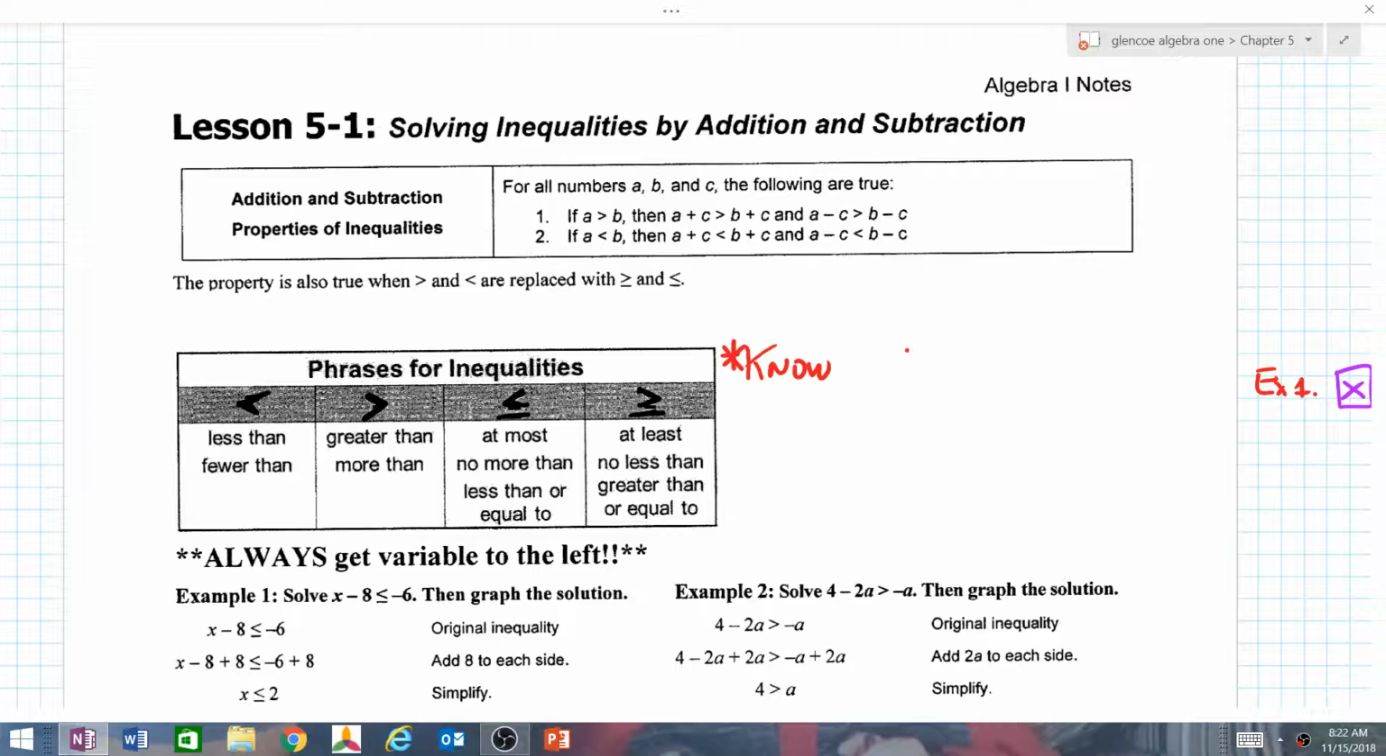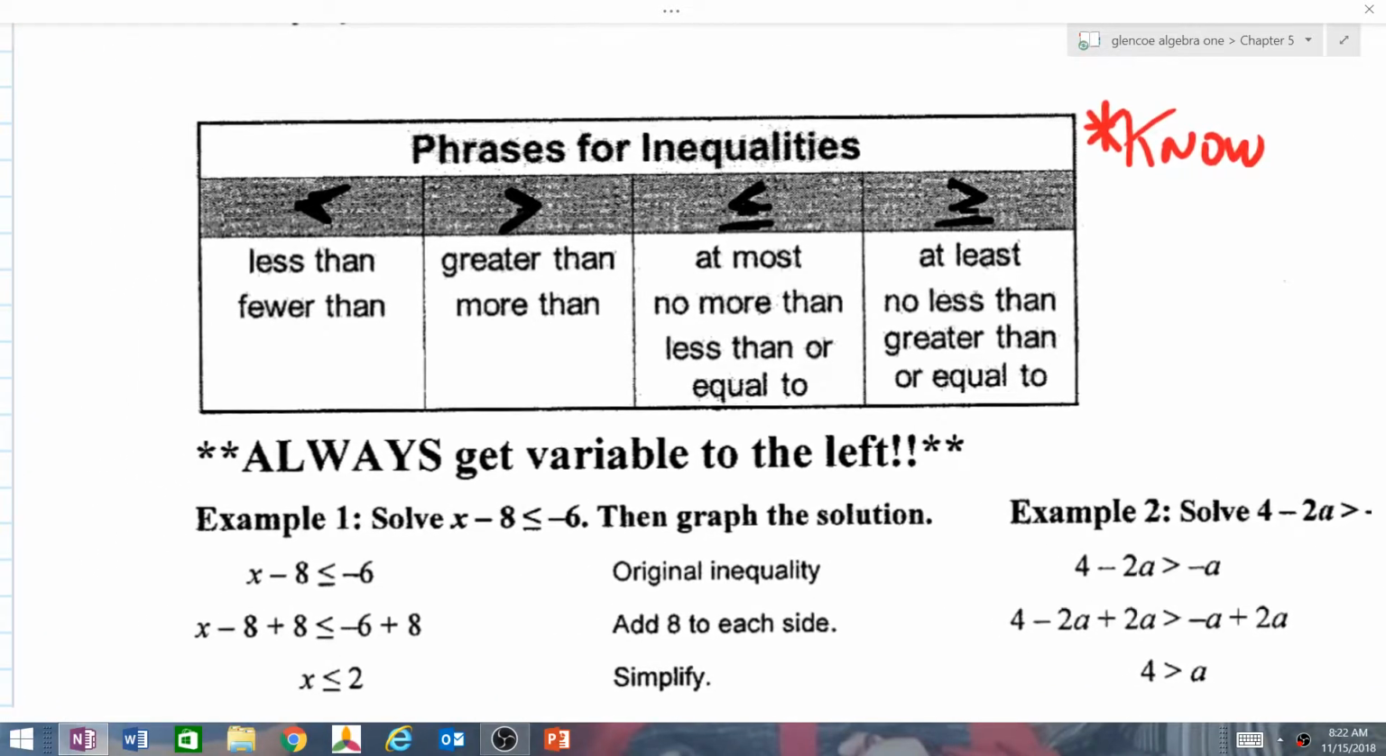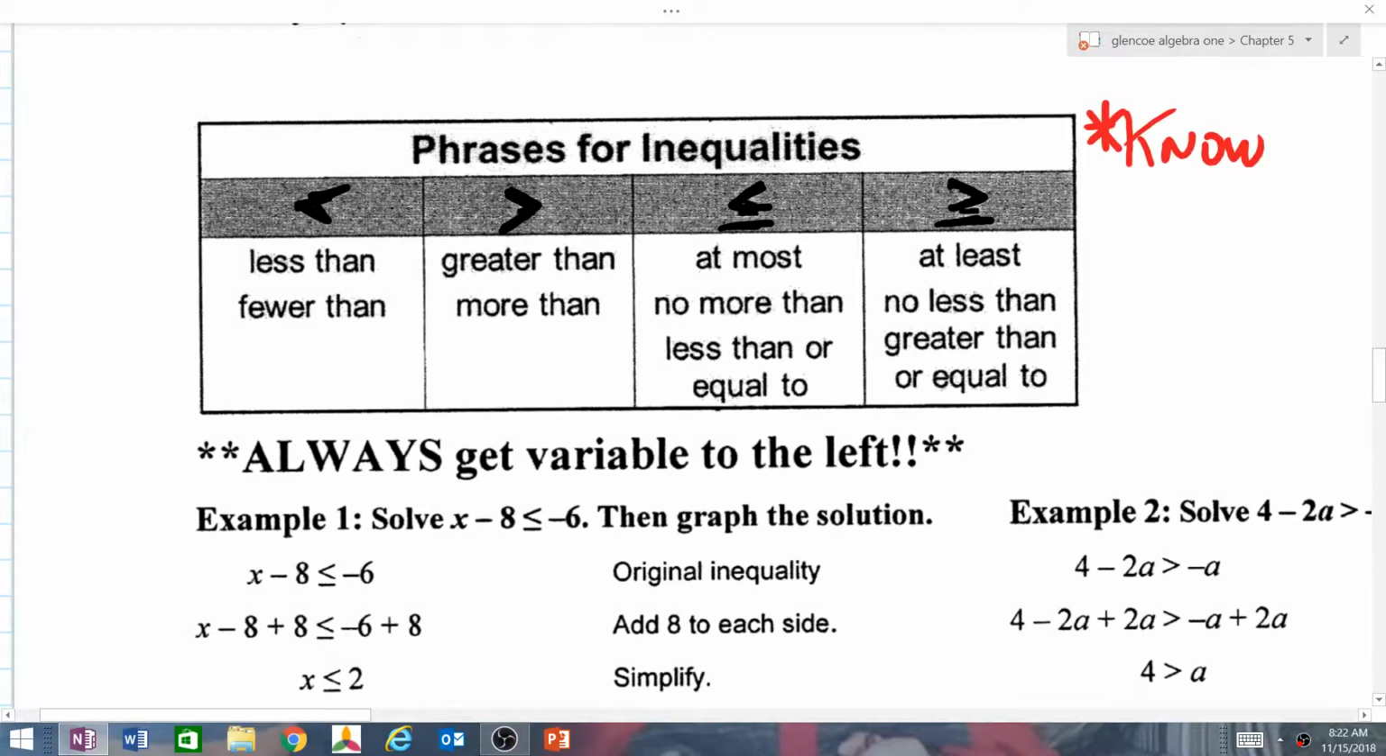So to add or subtract to both sides of an inequality, let's first go ahead and look at our chart, which I strongly suggest that you commit to your memory because this will be extremely helpful when we do word problems. The first symbol is less than, and you may hear keywords like less than or fewer than. Our next symbol is greater than, and you may hear things like greater than or more than. Our next symbol is less than or equal to. The words you may hear are at most, no more than, and of course less than or equal to.